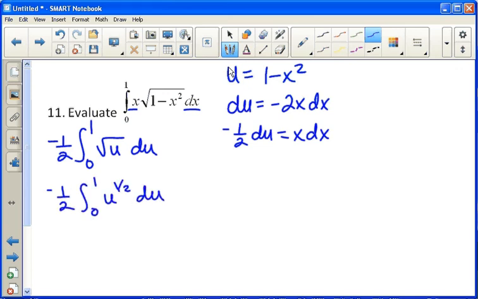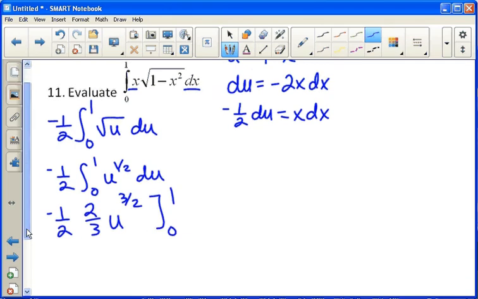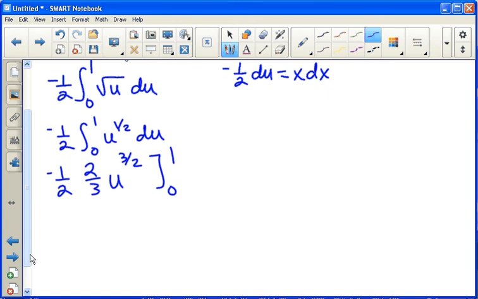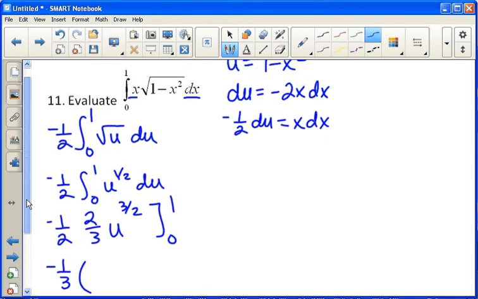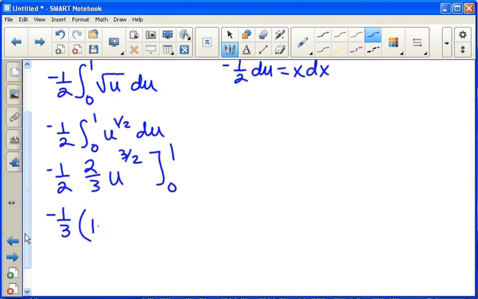Now I add 1 to the exponent, gives me 3/2. Divide by that number, gives me a 2/3 out front. And so from here, I need to go ahead and simplify those coefficients and plug my u back in. So I get negative 1/3 times, remember my u was 1 minus x squared. I'm going from 0 to 1. Now, I need to plug in 1 and then plug in 0.